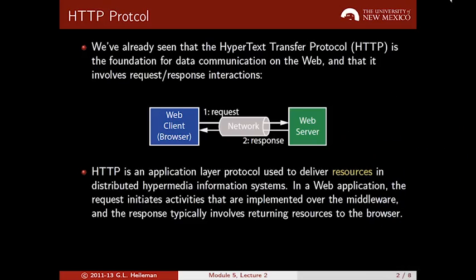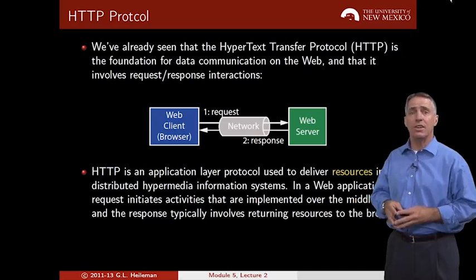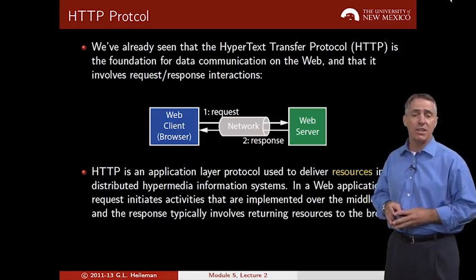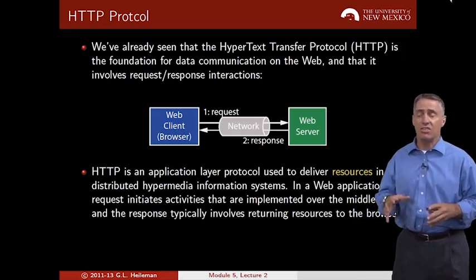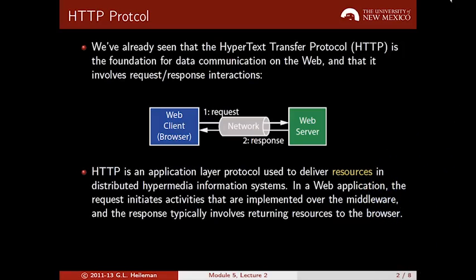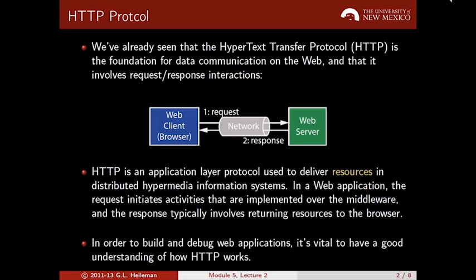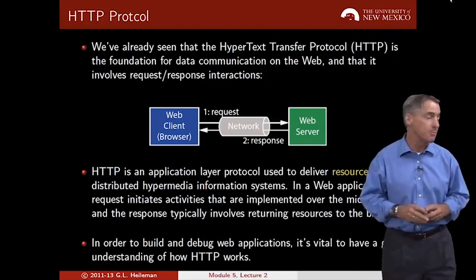Now, HTTP is an application layer protocol that's used to deliver resources in a distributed hypermedia information system. In other words, the Internet. The Internet is an example of a distributed hypermedia information system. Now, in a web application, this request initiates some activities that are handled on top of the middleware, and it typically involves returning some resources to the browser. Now, in order to build and really understand how web applications work, this is probably the most important protocol that you need to understand, HTTP.